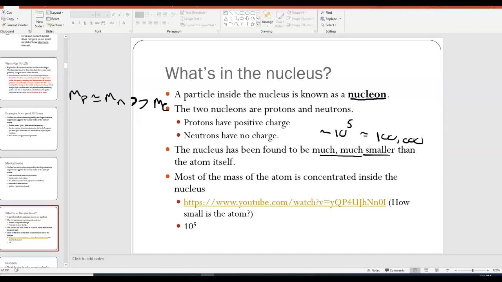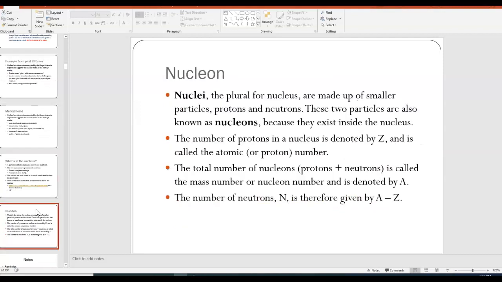Okay, so I'm going to erase this. And I want to get a little more technical now. So we talked about what a nucleon is. We know what the nucleus is. Nuclei is the plural for nucleus, meaning you can have one nucleus, you can have two or more nuclei. So when you see that term nuclei, it's just the plural for nucleus. Don't overthink that or anything. Of course, we know that each individual nucleus has particles known as nucleons inside.